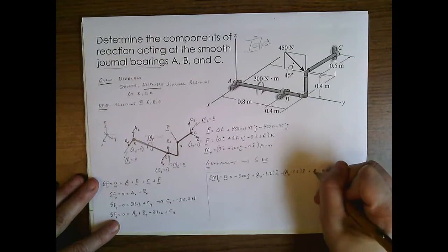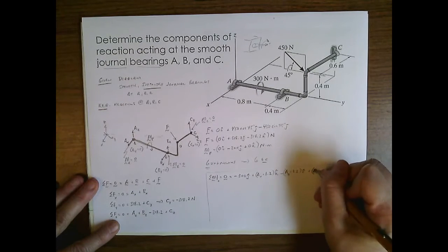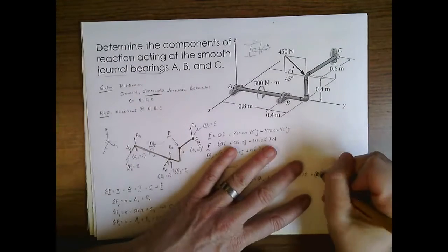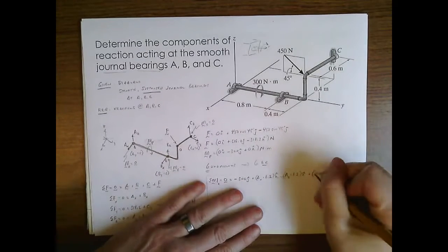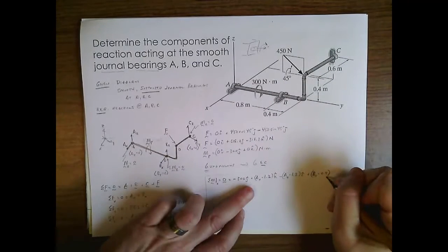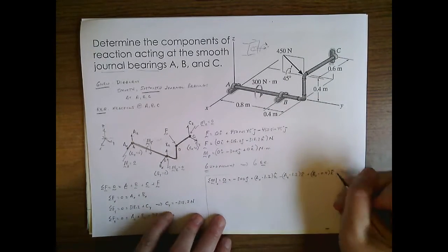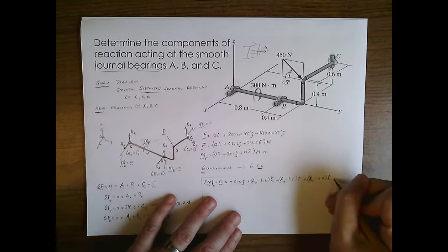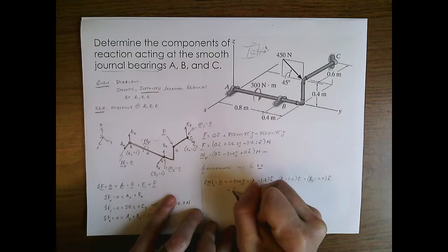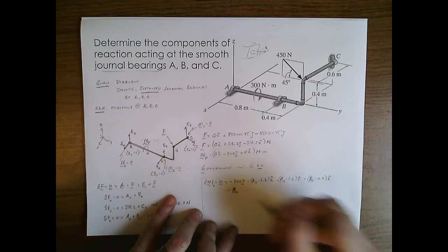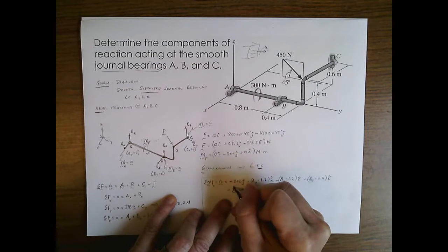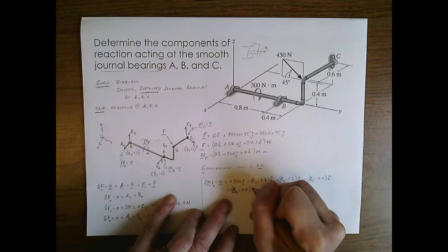I'm sorry, that should be BX times 0.4, BX times 0.4 K hat, minus, I'm going to start a new line, BZ times 0.4 I hat.